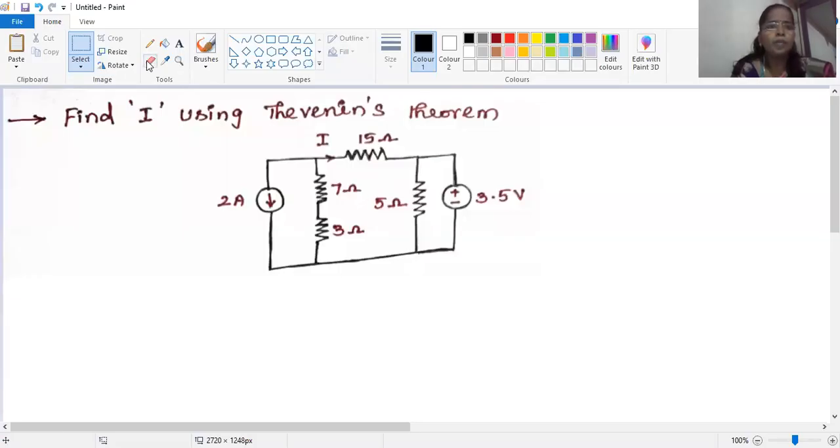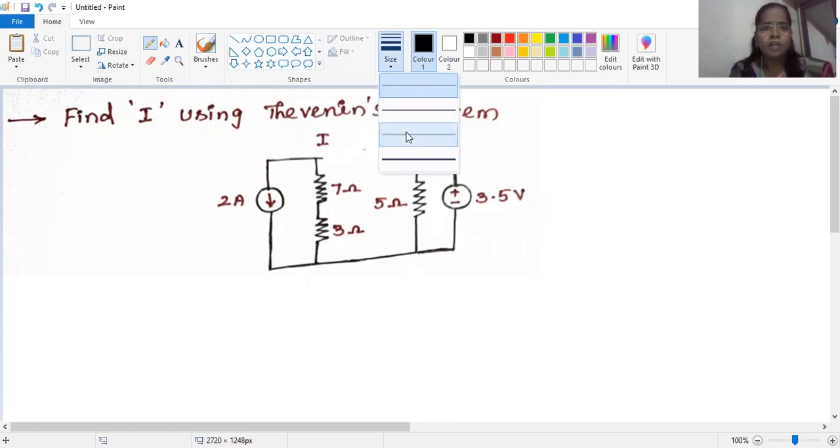So first I'm removing this load resistance, because they told us to find the current flowing through the 15 ohm. Therefore this resistance is the one acting as the load resistance. So you have to remove or open the terminal. Next, you have to mark these points as point A and point B. Across A and B only, you have to calculate the total resistance. That resistance we call the Thevenin's resistance.